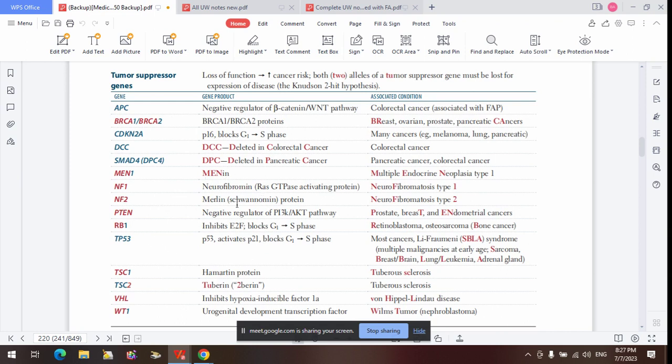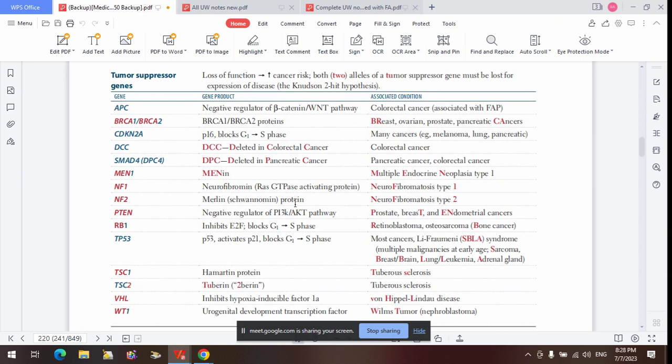NF1, neurofibromin, just like I explained initially, is like a RAS GTPase activating protein. So it stimulates the GTPase enzyme of RAS so that we can inactivate RAS. By the time you cleave off the phosphate, you have GDP left and the RAS will be inactivated.